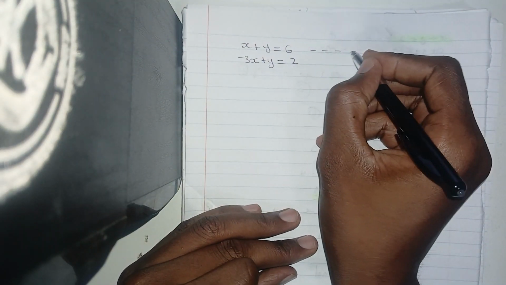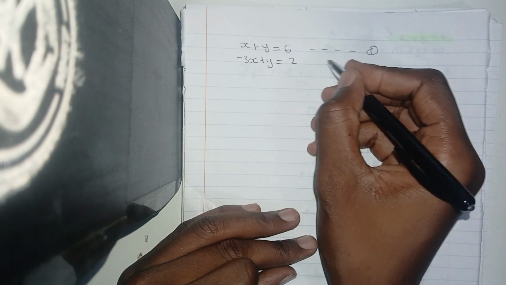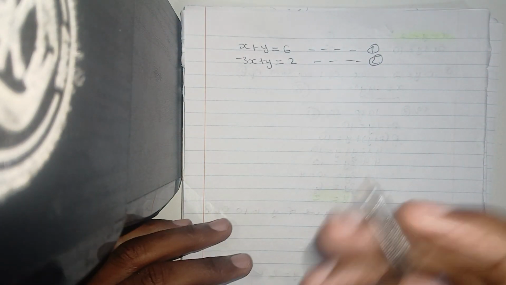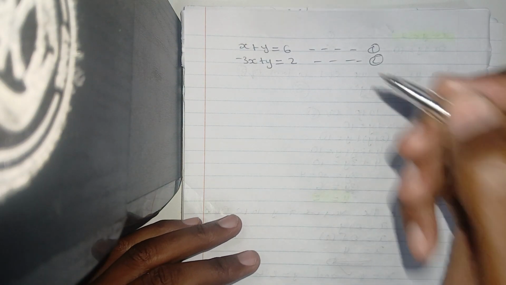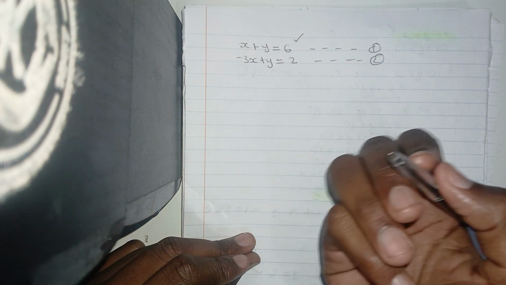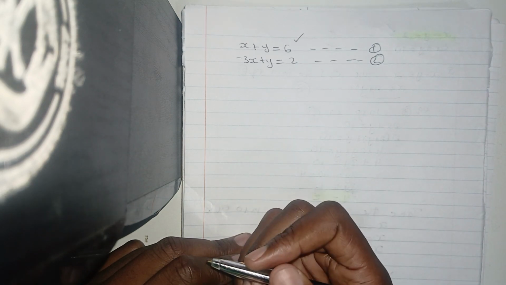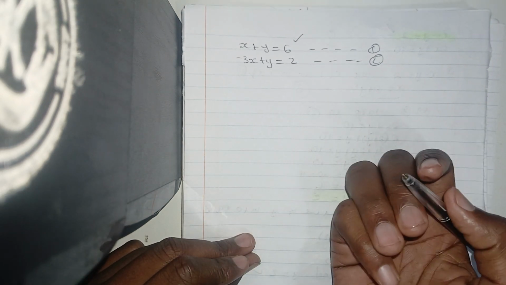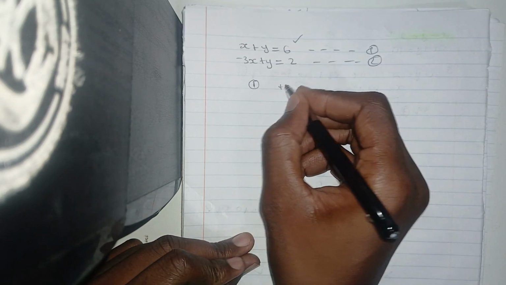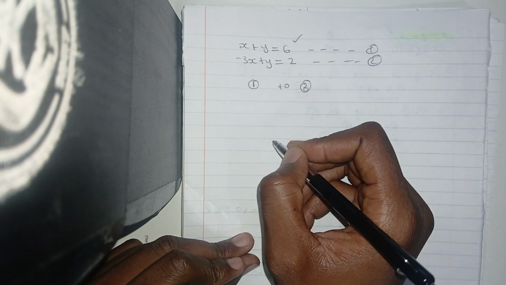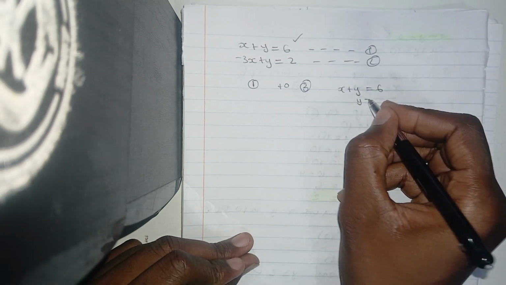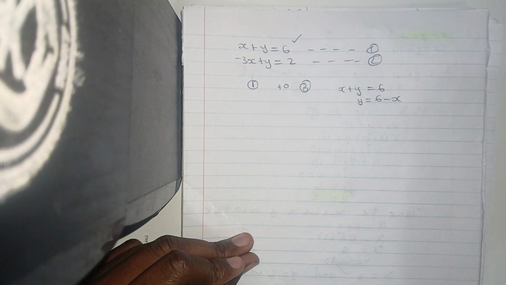First thing first, you copy them and say equation 1, then equation 2, right? After that, you have to find equation 3 using one of the equations. I will choose equation 1 because it is easy for me to make y the subject of the formula, or I can make x the subject. So x plus y is equal to 6, then y is equal to 6 minus x. I decided to make y the subject of the formula.